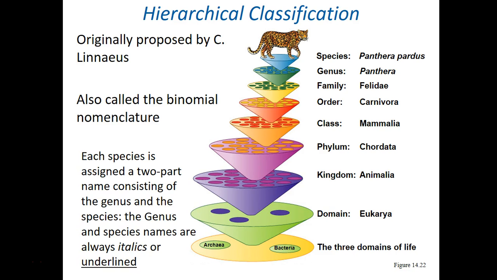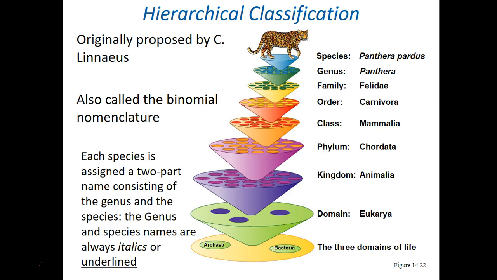Now, when we have this huge number of organisms, we need to be able to classify them or organize them. And the form of organization that we use is called binomial nomenclature. It was originally proposed by Carolus Linnaeus. He was a Swedish botanist. And each species is given a two-part name. So this two-part name has the genus name and the species name. So in this example, pardus is the species name, and Panthera is the genus name. And we always italicize the scientific name to indicate that it is a scientific name.